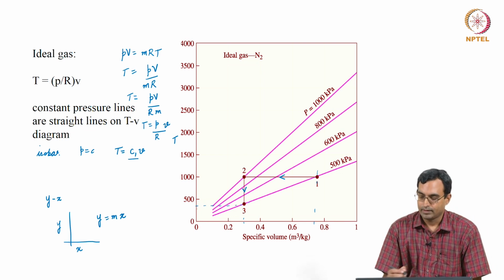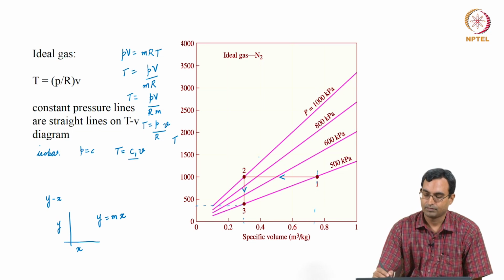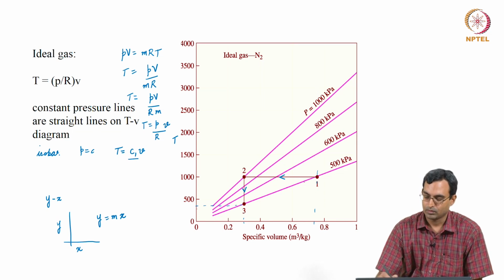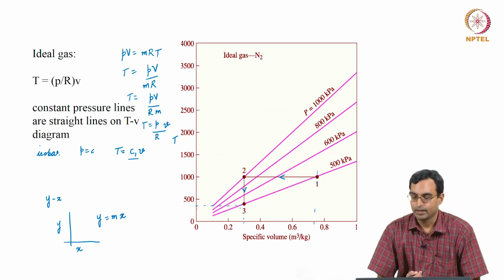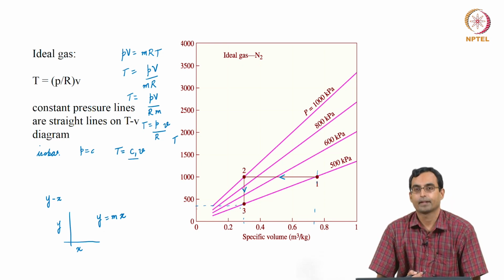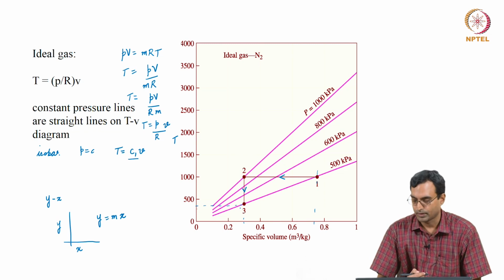And in this process the pressure has gone down from 1000 kilopascal to 500 kilopascal. So, what we see is in the process 2 to 3 the pressure is dropping, the temperature is dropping, but the specific volume is constant.